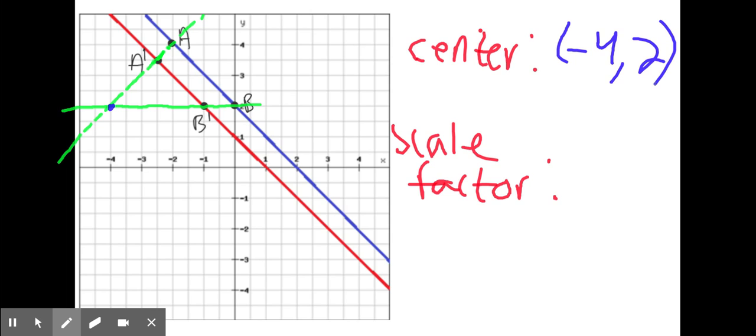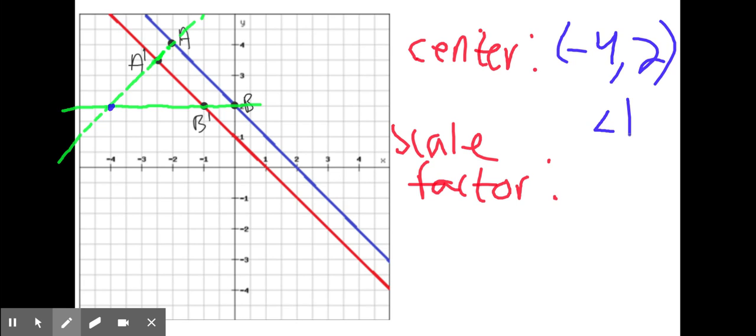Now, when it comes to determining the scale factor, first things first, you need to be very careful that you're paying attention to what is the pre-image and what is the image, because that's going to change the scale factor. So I can see here that my red line, the line closer to my center, is the image, whereas the blue line, the one that's further, is the pre-image. And that tells me that this is a reduction, and I want my scale factor to be less than 1. So if I do this and my scale factor is not less than 1, I know I've made a mistake.